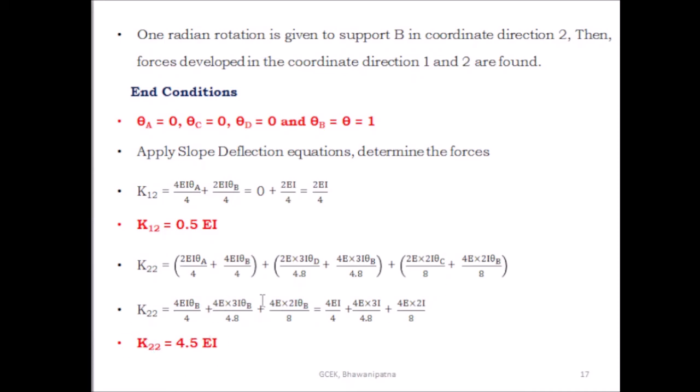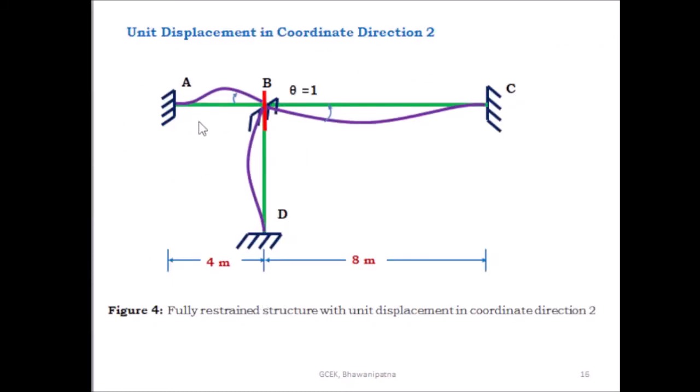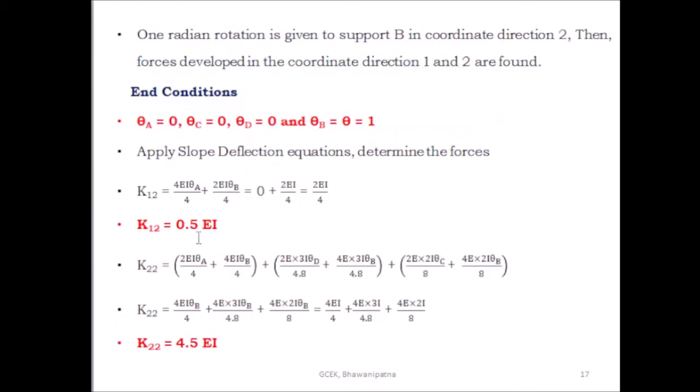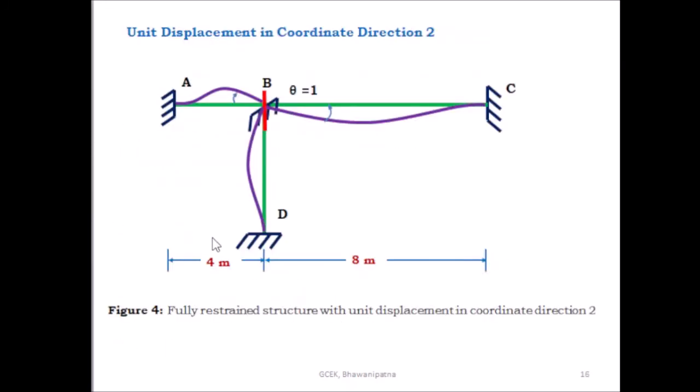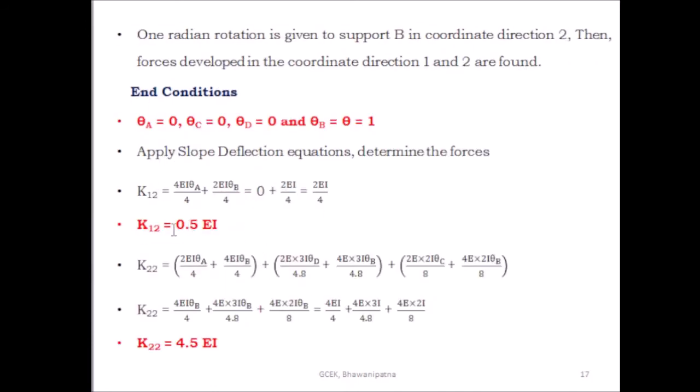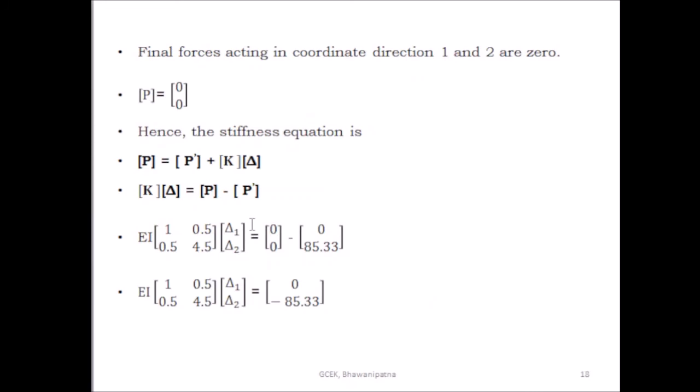EI. So here, by applying the unit displacement at coordinate 1, you got the force at coordinate 1 and force at coordinate 2. Similarly, by applying the unit displacement at coordinate 2, you got the force at coordinate 1 and force at coordinate 2. Then these four, K11, K12, K21, K22, become the stiffness matrix. These four stiffness coefficients become the stiffness matrix.